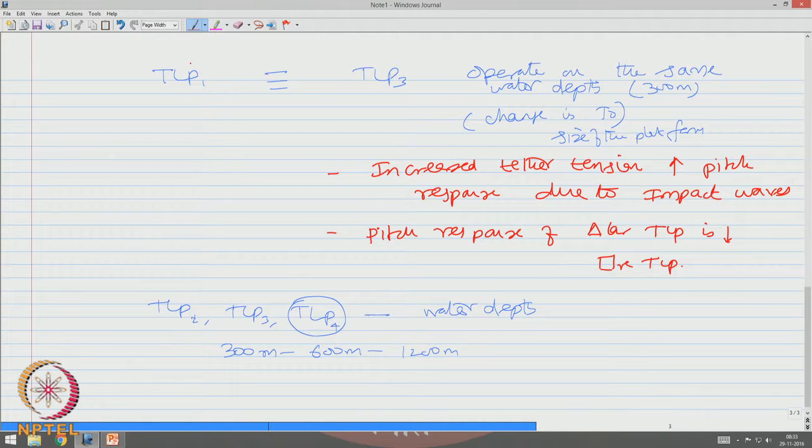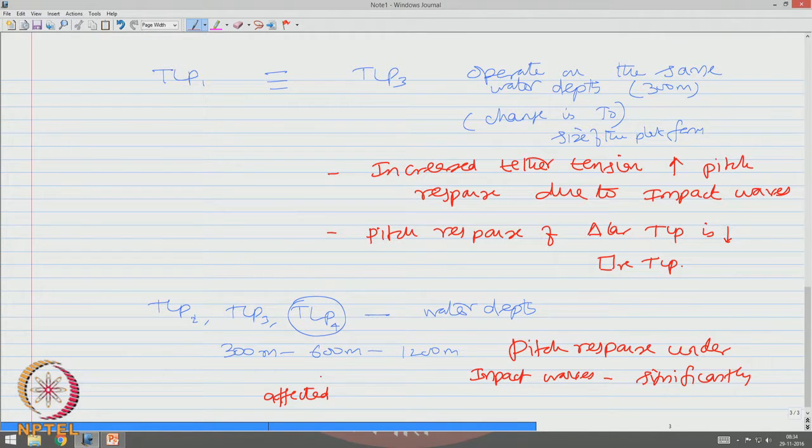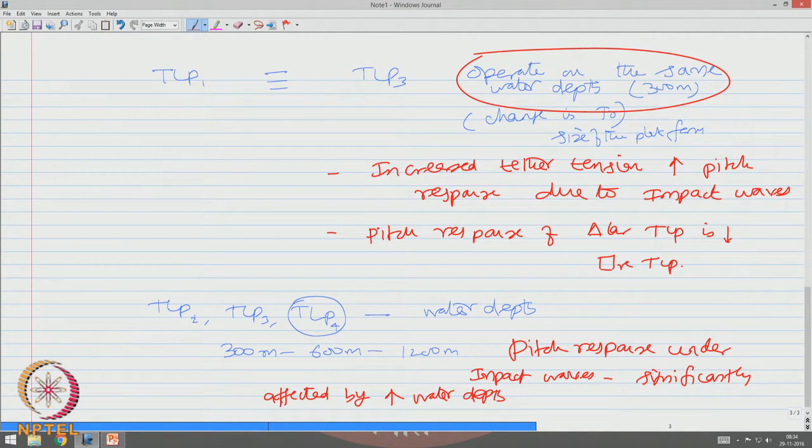So, in these cases pitch response under impact waves is significantly affected by increase in water depth. Please note, for the same water depth, pitch response is influenced by increase in tether tension. For increase in water depth, pitch response is also influenced. In this case, fortunately, this statement still holds good. Triangular TLP responses in all the cases are found to be lesser than that of a square TLP.